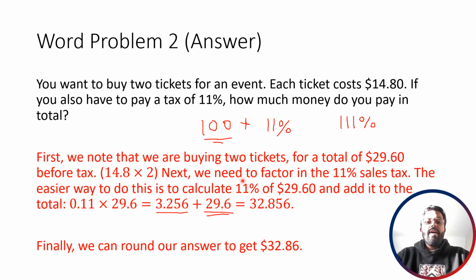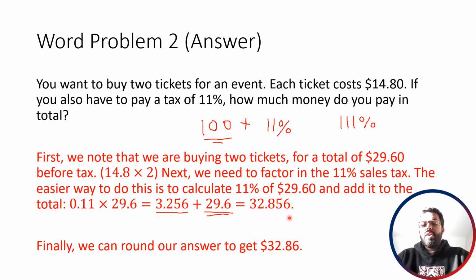So figure out 11% of 2960. 11% as a decimal is going to be 0.11. 29.6, that's the same as $29.60. I've just chopped off that 0 at the end because it doesn't do anything. And that ends up coming out to 3.256. And then you add that back on to your original total of 2960. So you get 32.856.